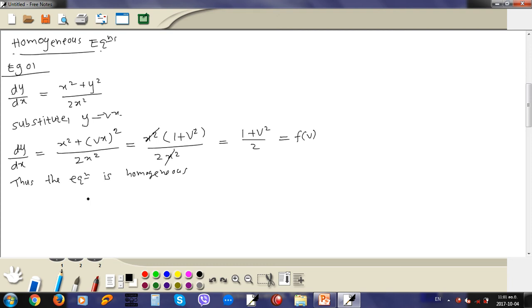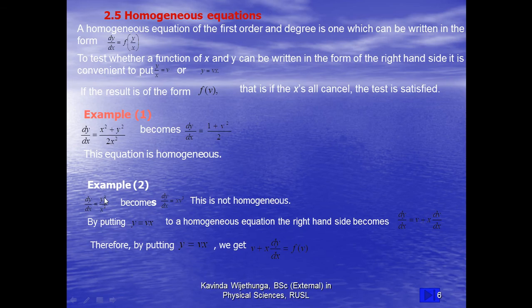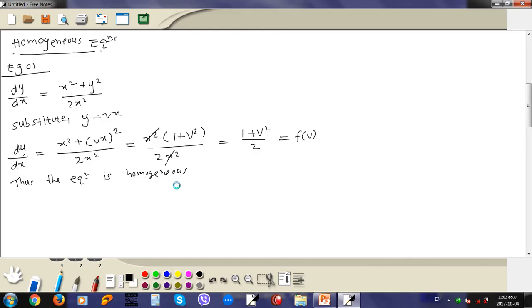There is another example. We consider that one. dy by dx equals y cubed over x squared, right? Example 2.